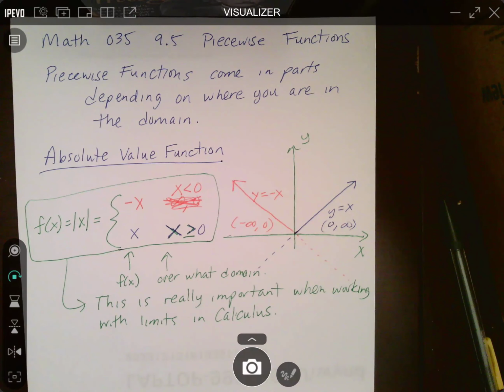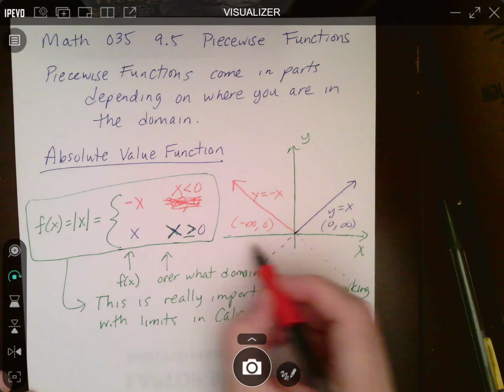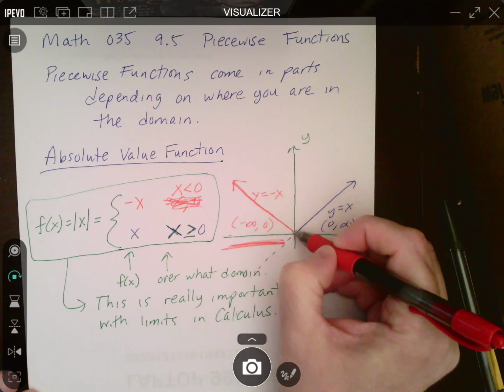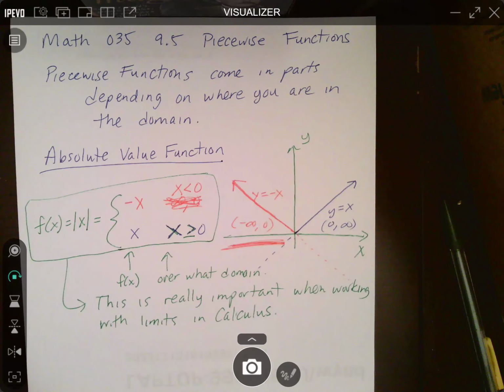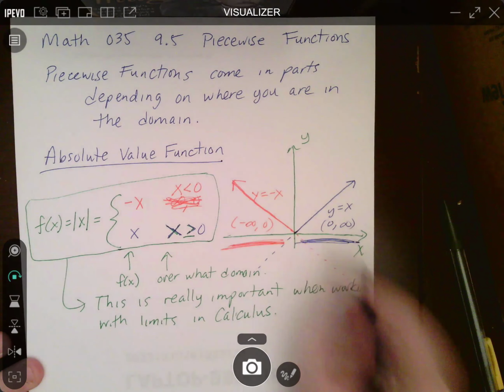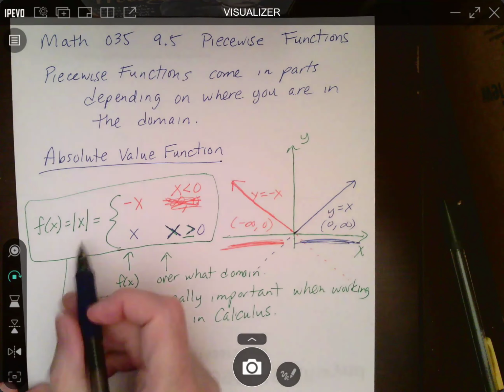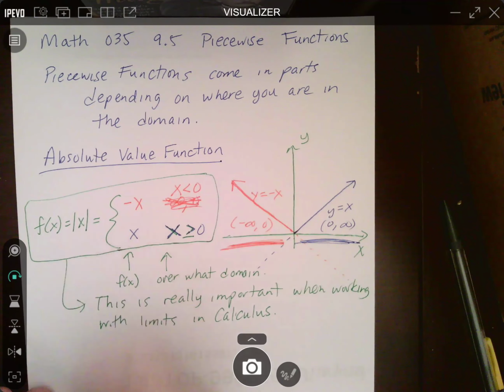But we can see what I meant when we say it comes in different parts depending on where you are in the domain. In this portion of the domain, we have a line that is completely different than on the right side of the portion. Okay? And this is just a common one, but it doesn't have to simplify to something simple like this. Let's take a look at a more complicated one.